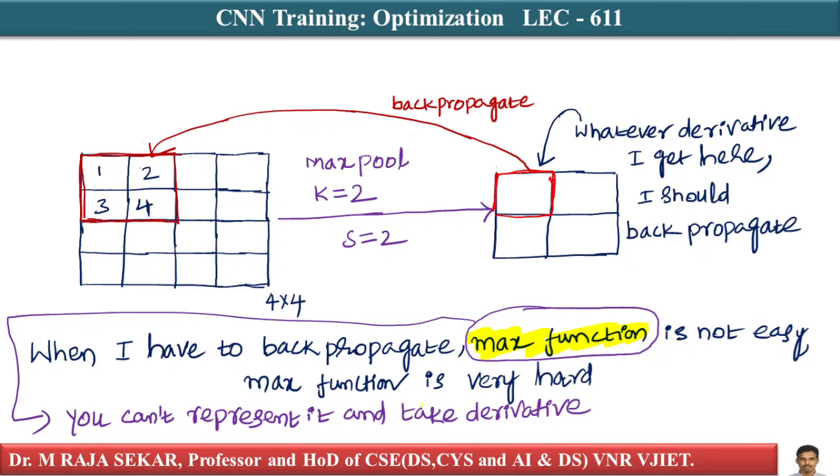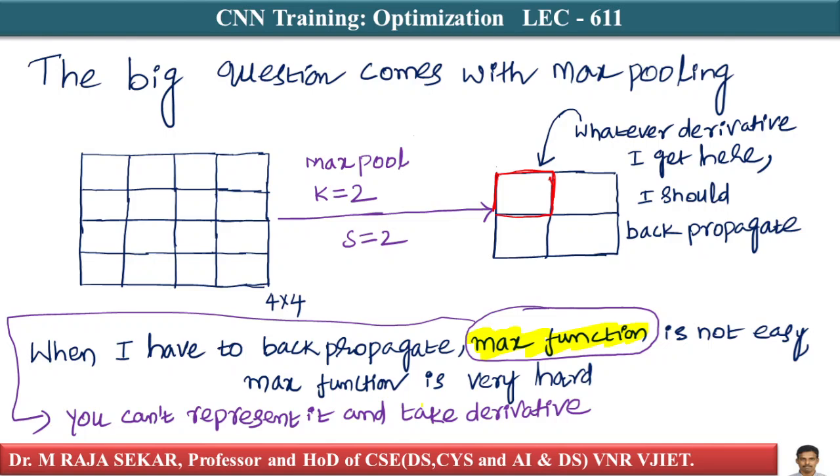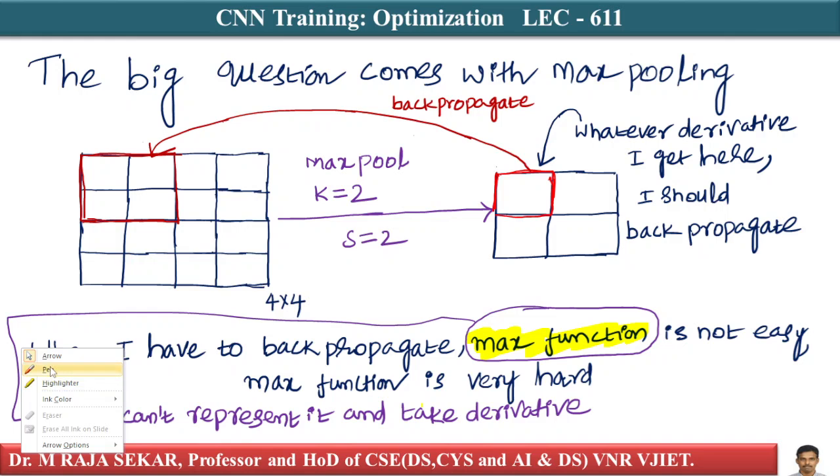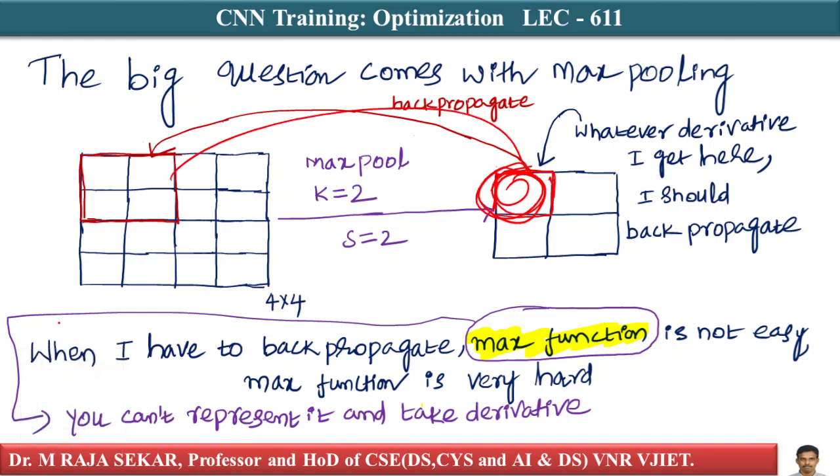Max pool layer is here. Let's assume these 4 values, let me assume 1, 2, 3, 4. Whatever the derivative I get here, I will back propagate it. I will calculate the derivative and back propagate it. That's the important one, isn't it? Yes, I will pass it back.